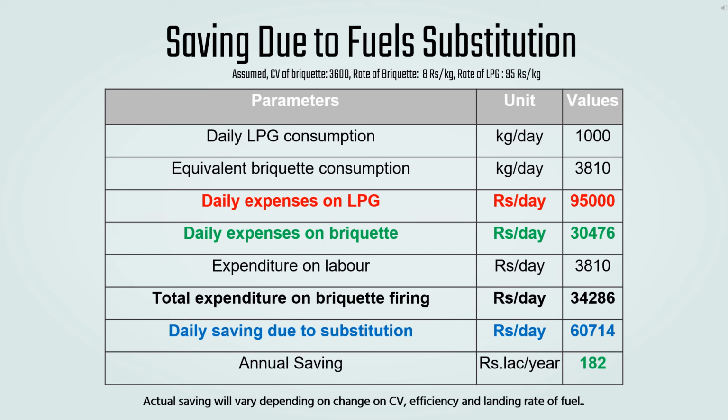And the expenditure on labor for briquette would be 3810. So if we sum up these values, the total expenditure on briquette firing boiler would be 34,286 rupees per day. So, as we can see, the daily savings due to fuel substitution is 60,714 rupees per day. And looking at the bigger picture, the annual saving per year will be 182 lakhs.